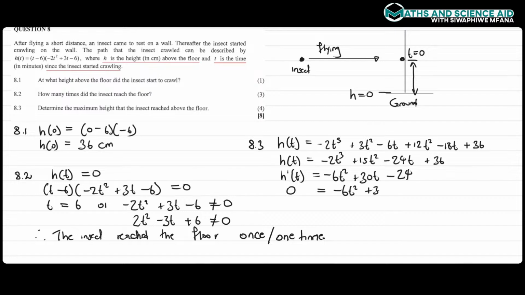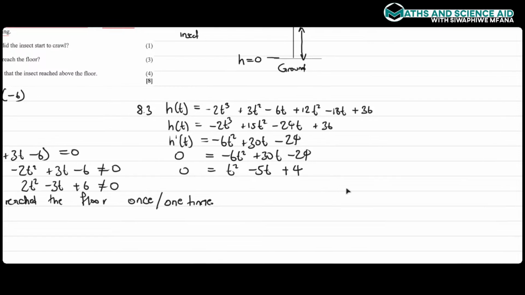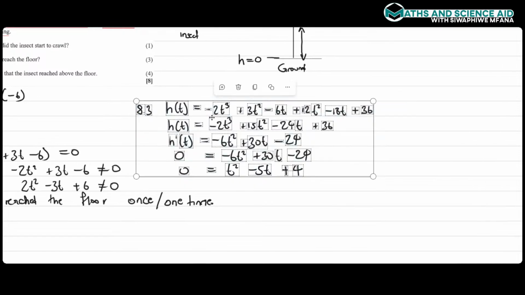Yeah, this is what we're now getting. And I think we can simplify this equation by dividing by negative 6 throughout. So this will be t squared, this will be negative 5. So we are dividing by negative 6, so this should be negative 5t. And then this should be negative, well, positive 4. Positive 4. Yeah. So this is nice because it's something that we can easily factorize.